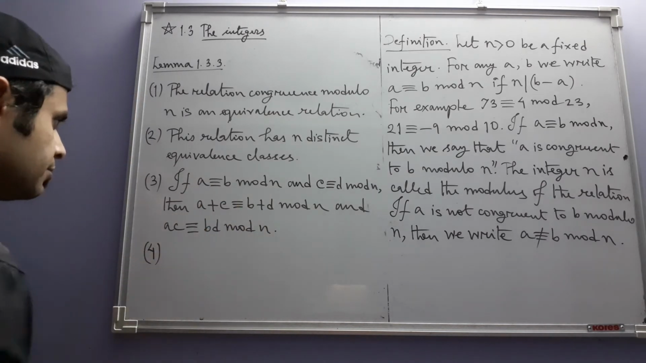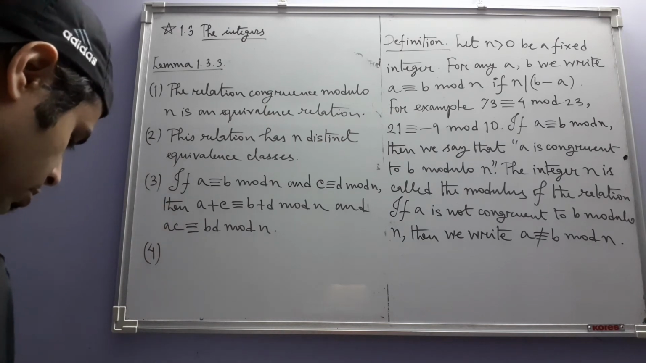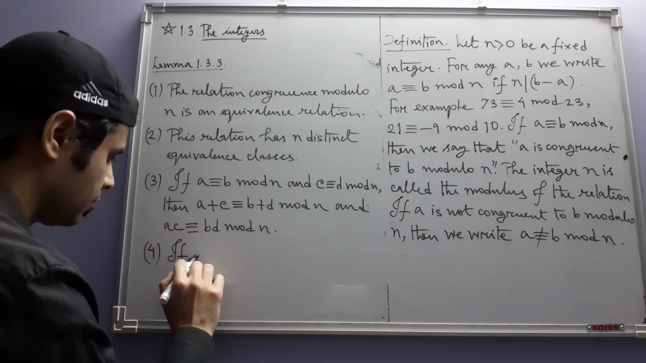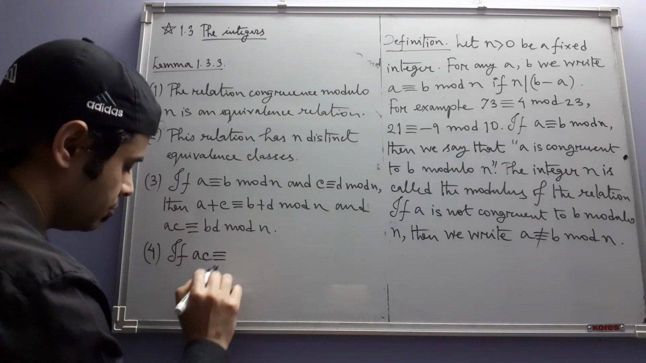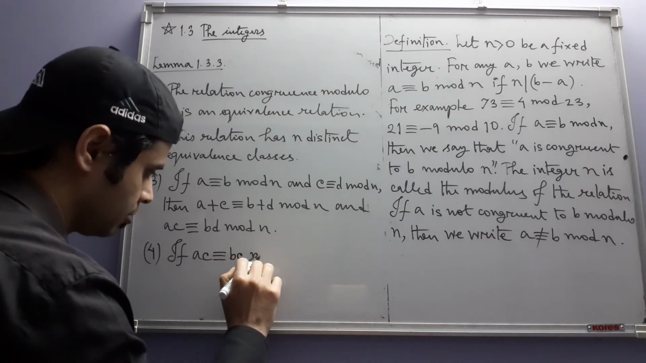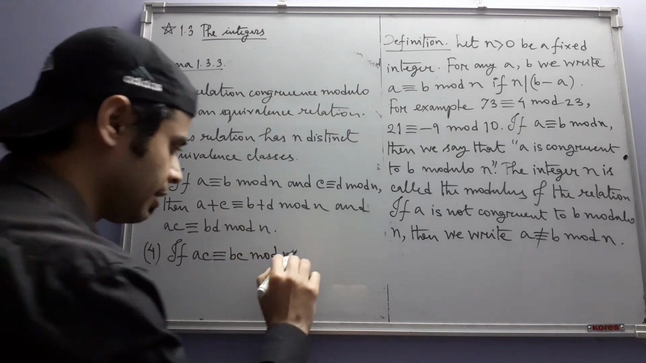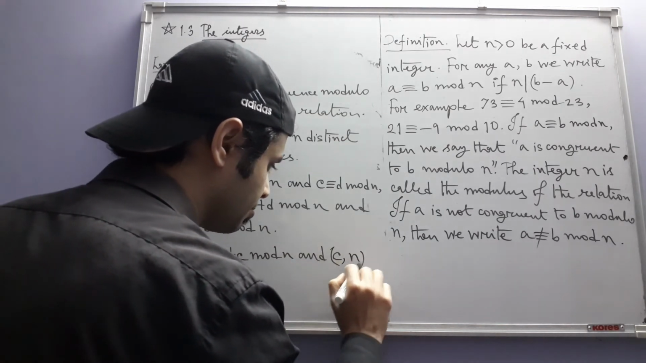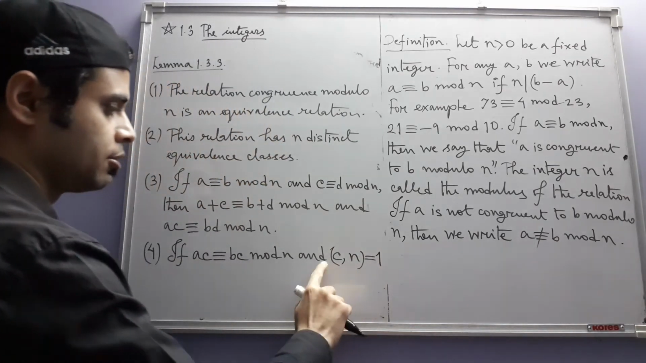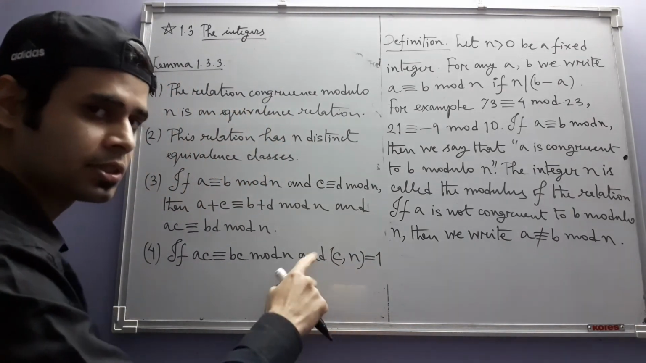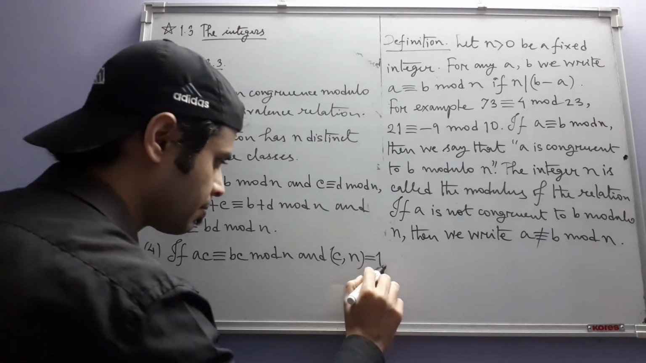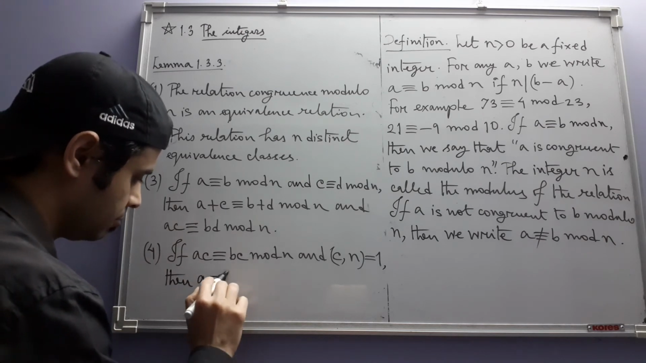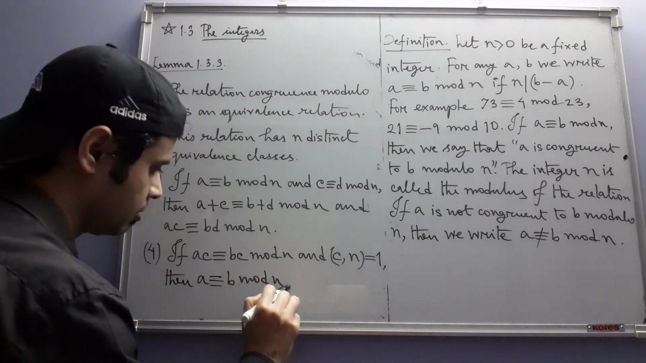And the fourth one is a sort of cancellation law. If ac is congruent to bc mod n and c and n are relatively prime, keep in mind that this notation means the GCD of c and n, we have already discussed this, then a is congruent to b mod n.